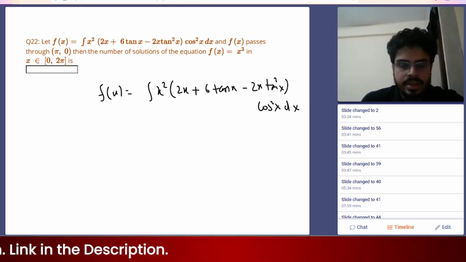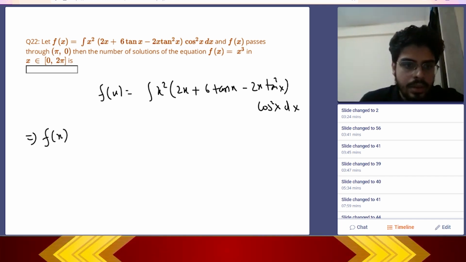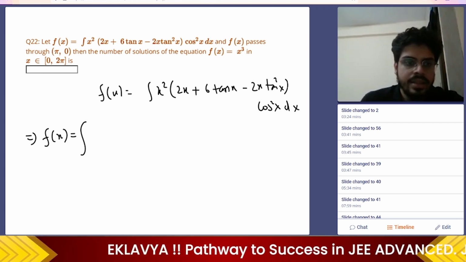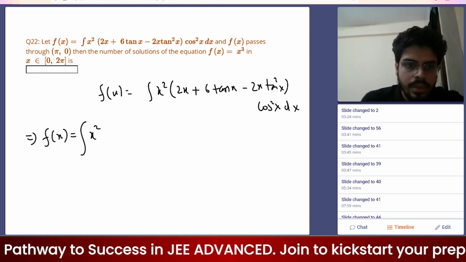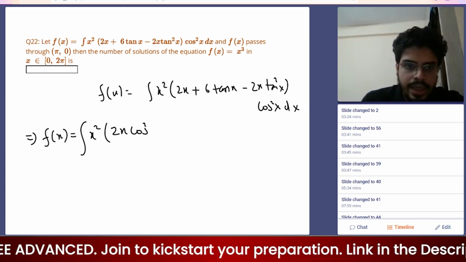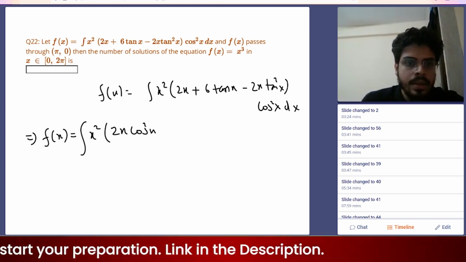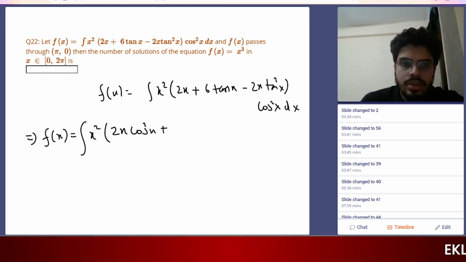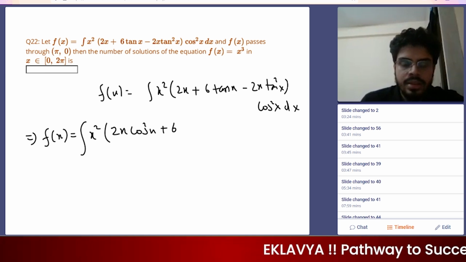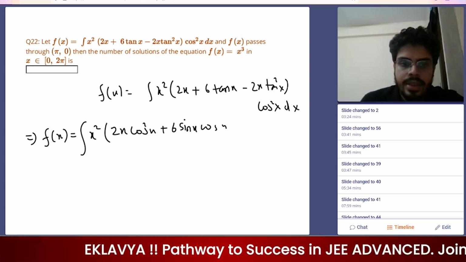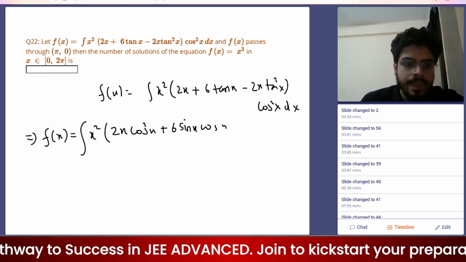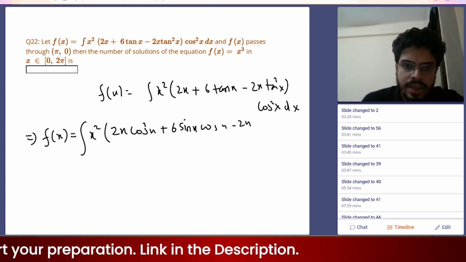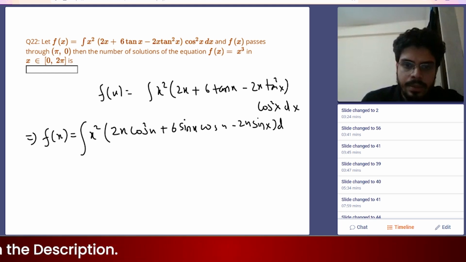So if I multiply this completely and change into sine and cos, what can I get? I'll get x square into 2x cos square x. Okay. Now cos x, tan x, I can write sine x by cos x. So one cos x will get cancelled, and I'll get sine x and cos x. Okay. And what about this one? Here I'll get 2x sine x only dx.